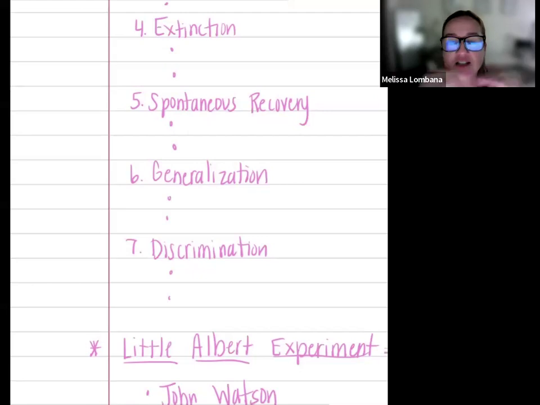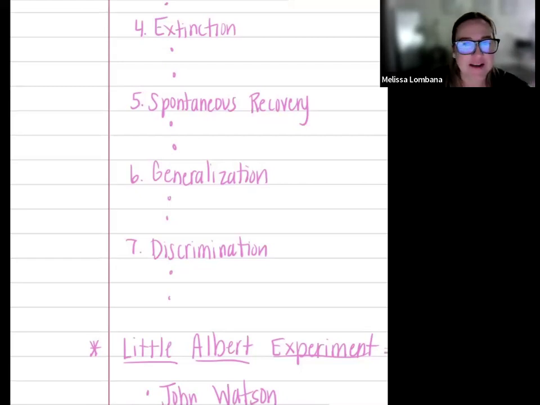After that, I generalized that to all dogs, right? It didn't matter if it was big or small, I was terrified of dogs. Now, discrimination is when you learn the ability to distinguish between the conditioned stimulus, for me, it would be like the big dog, and other stimuli that do not signal the unconditioned stimulus.